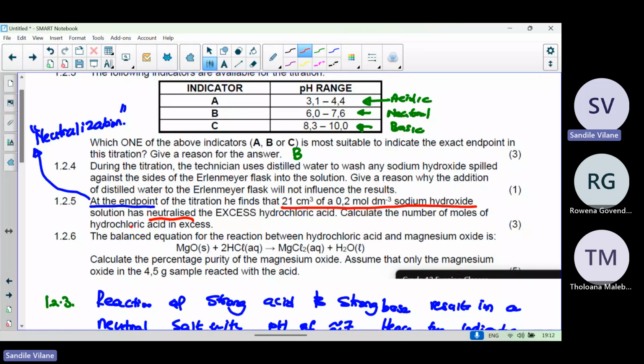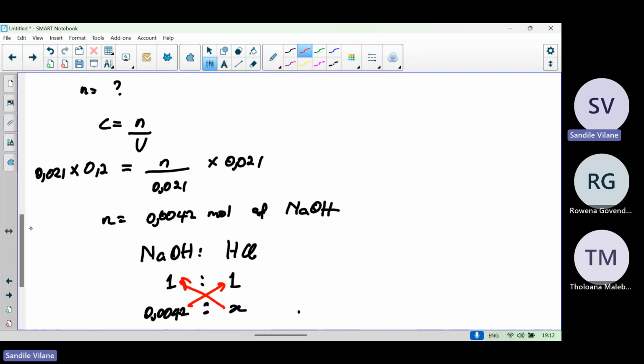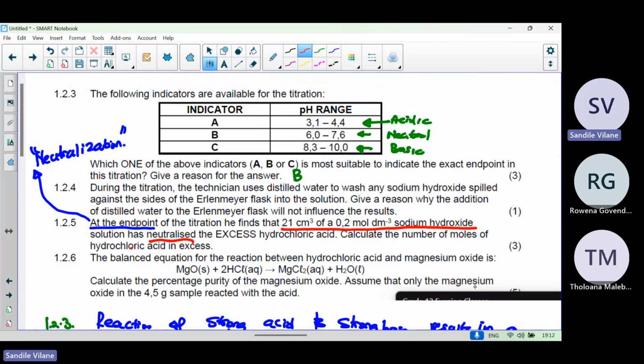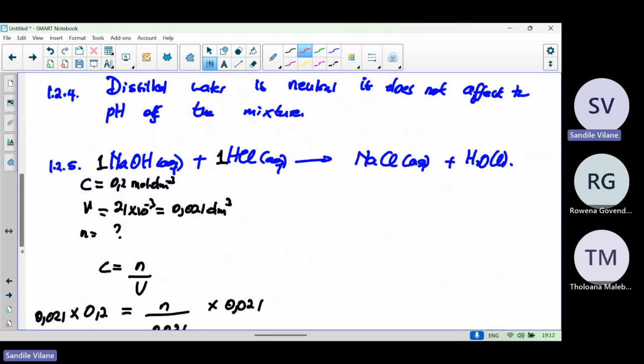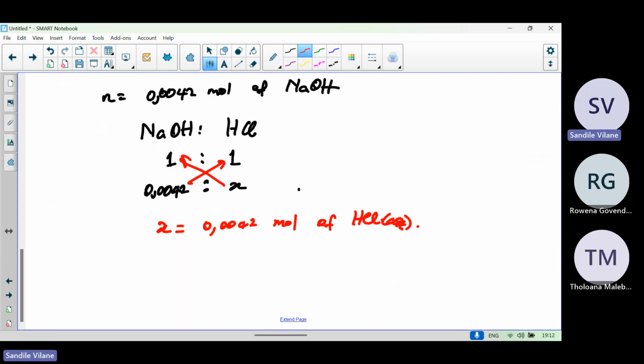Last but not least, assume that only the magnesium oxide in the sample reacted with the acid. They want us to calculate the percentage purity. So how do we do that? We look at the balanced equation there. And then what do we need this for? Remember, the balanced equation tells you about the reacted moles, not the initial moles, not the excess moles, but it speaks about the reacted moles.